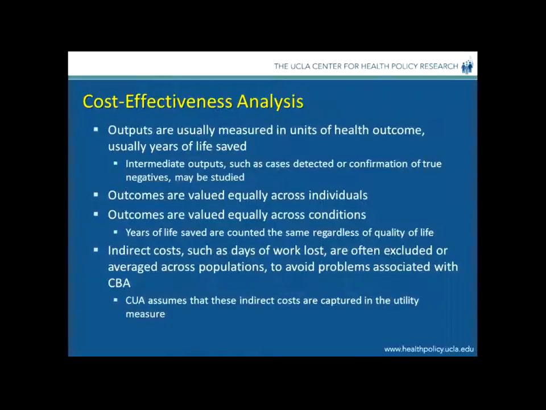The other thing is that the outcomes are valued equally across conditions. So it doesn't matter where those years of life are saved, what the health conditions are. A year of life saved is a year of life saved is a year of life saved. It all is counted equally.